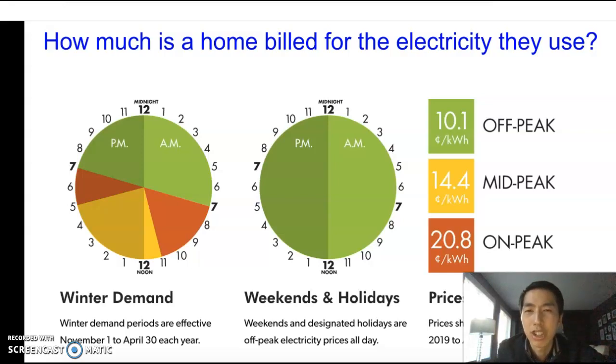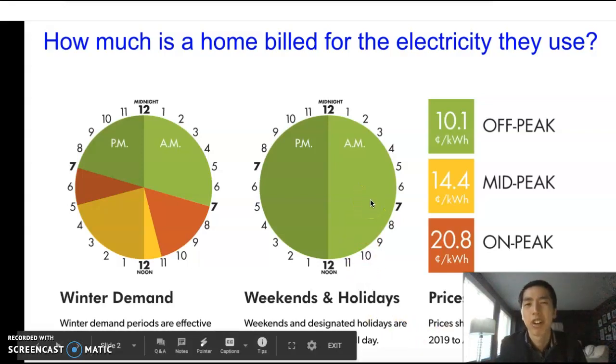That's why one suggestion would be to do things like laundry and other chores that require a lot of electricity, but maybe they don't have to be done every day. Maybe they only need to be done once a week. And if you're only going to have to do it once a week, better to do it on the weekend because electricity costs less on the weekend.